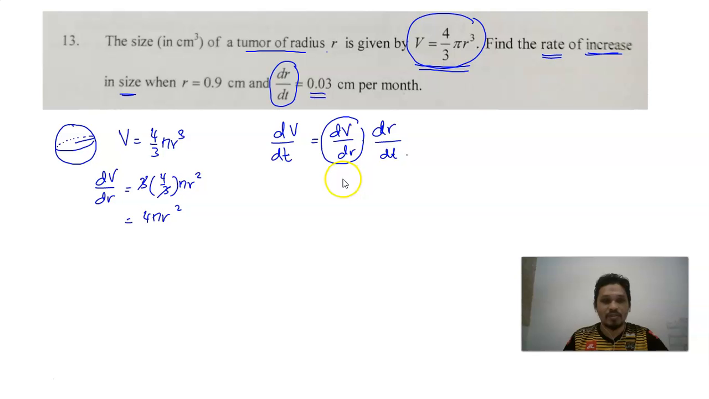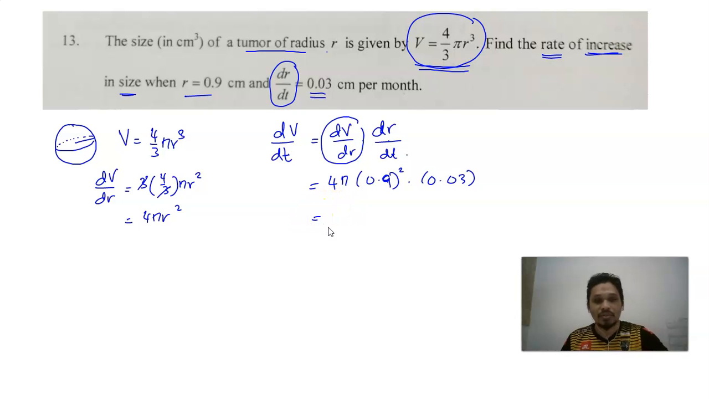So the question is not very difficult, it's easy then. So dV/dr is given here, which is 4 pi r squared, where r equals 0.9. And then dr/dt equals 0.03. Okay, so 4 pi r squared is dV/dr, and dr/dt is given in the question here as 0.03 centimeter per month.